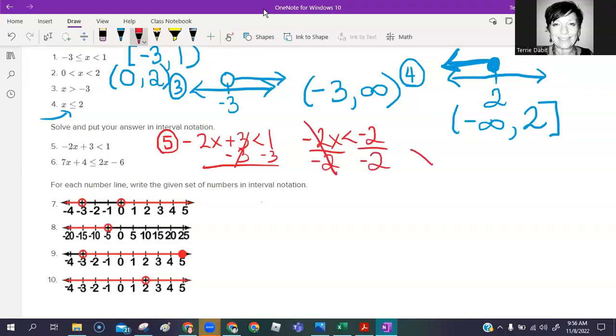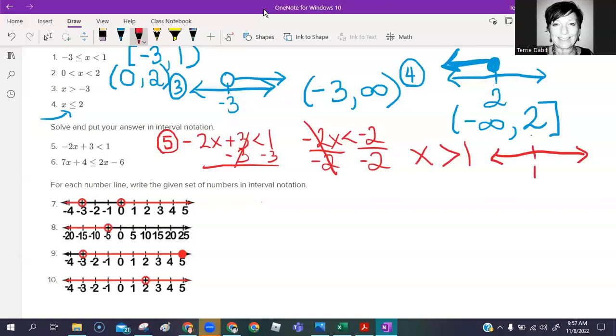And what happens when I divide by a negative? I have to flip my sign. And negative 2 divided by negative 2 is 1. So if I was going to write this in interval notation, I know that all values of x are greater than 1. Some people like to draw this first.